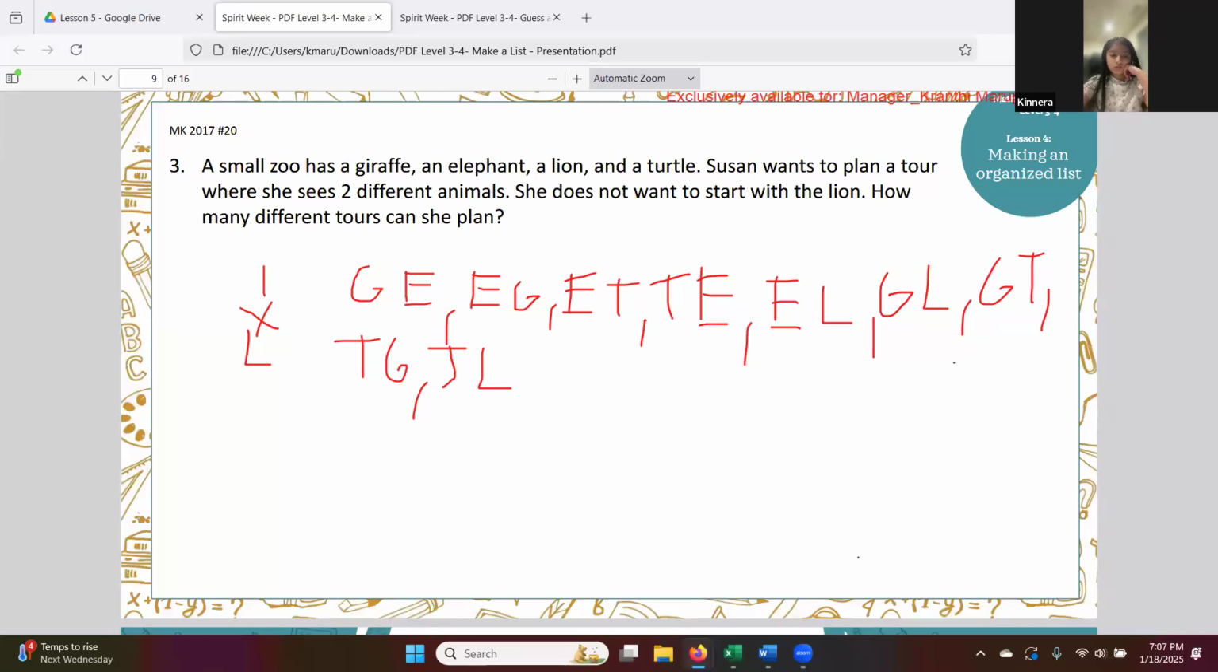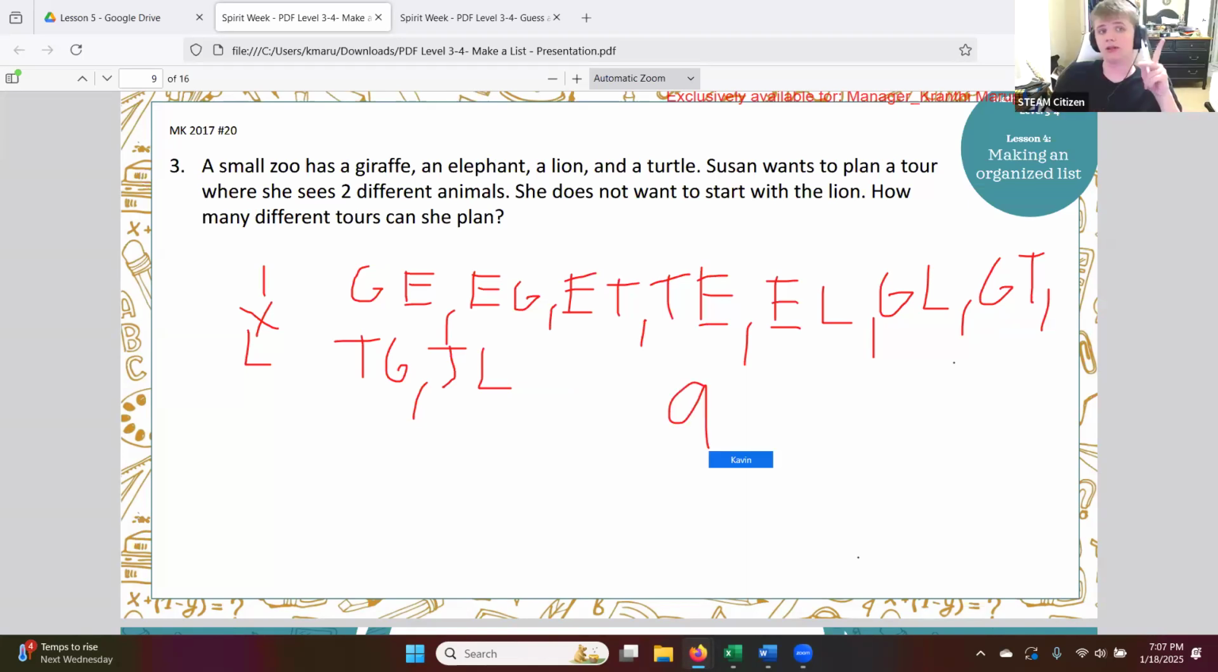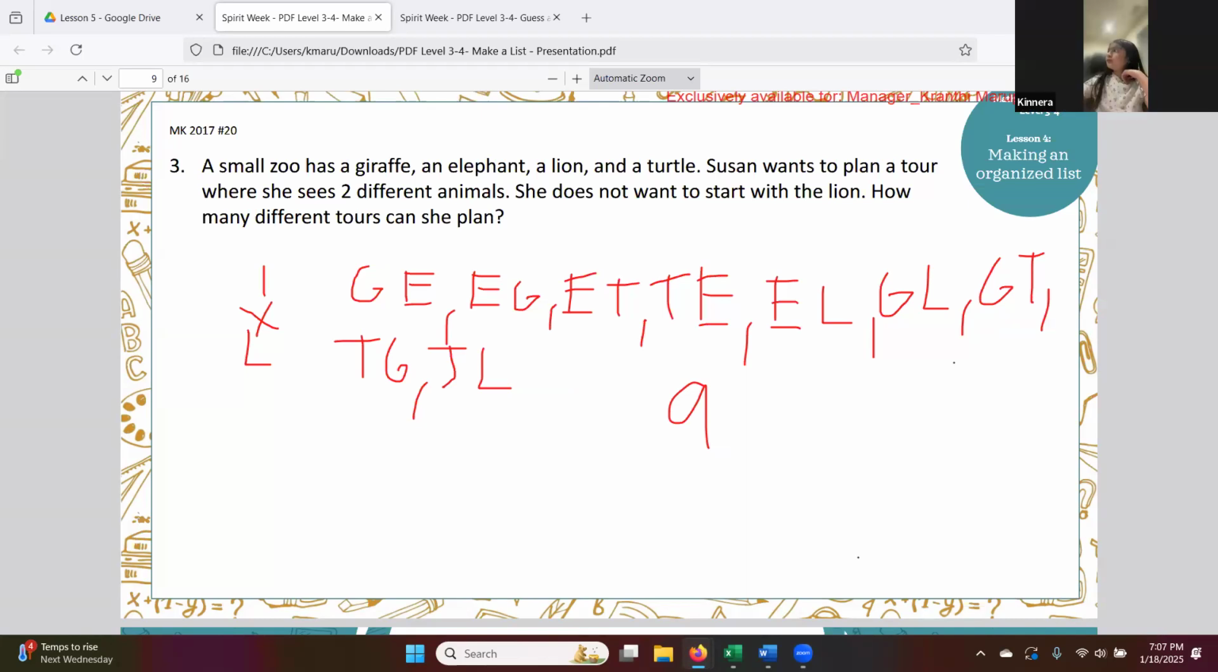So I think all these are the ways. So 1, 2, 3, 4, 5, 6, 7, 8, 9. 9 ways. Did anyone get a different answer before we go to this problem? Just gonna look for no's or yeses. Maybe. Or no response, either one. Both are good.